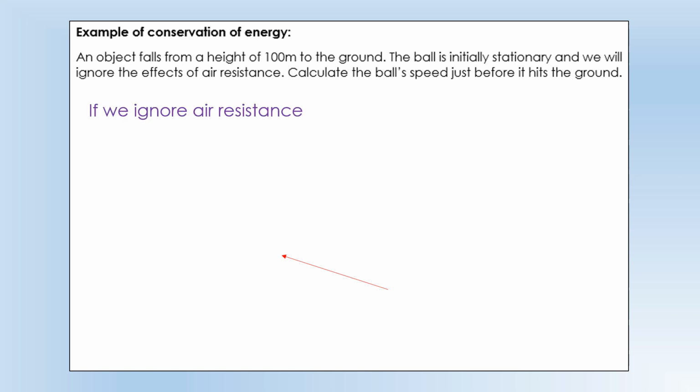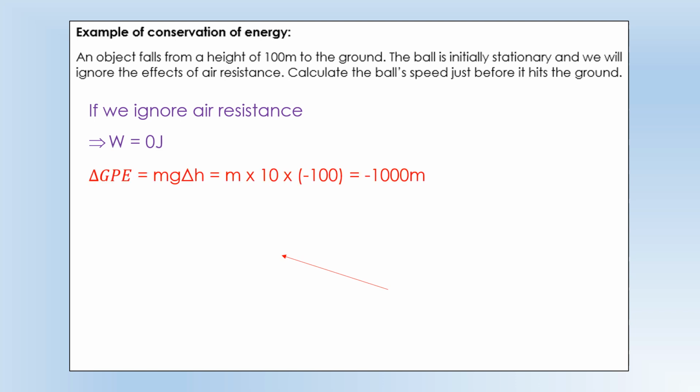So, an object falls from a height of 100 meters to the ground. The ball is initially stationary, and we'll ignore the effects of air resistance. Calculate the ball speed just before it hits the ground. So if we ignore air resistance, that means work done by external forces is going to be zero. There's no friction, it's not in contact with anything. There's no air resistance, so there are no external forces acting, because remember, its weight force is an internal force.